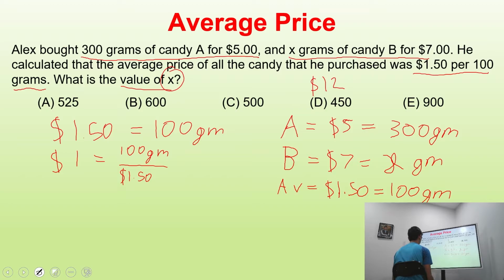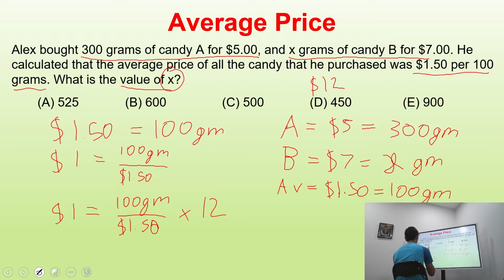And now in order to do 12 pieces of candy, all we have to do is multiply this backside by 12. So we're going to do $1, we're going to keep this beginning part the same, and then we're going to write 100 grams divided by $1.50. And then all we're going to be doing is multiplying this by 12. And if we multiply this by 12, then we should be able to get our answer, since that is the amount that he purchased right now.